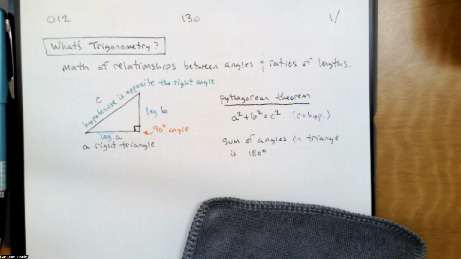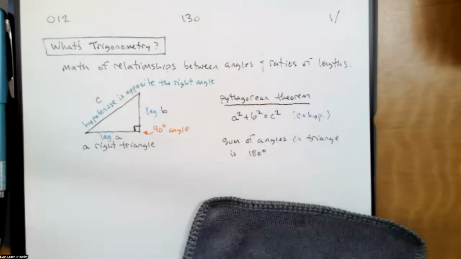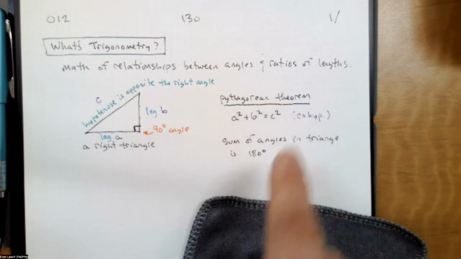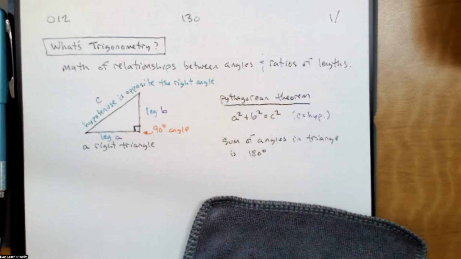Let's look at those two things. One of them, all sides. The other one, all angles. We need something to connect those two. And that's what trigonometry is about. It's the relationships between angles and ratios of sides. It's a connection between the angle stuff that we know and the side stuff that we know.